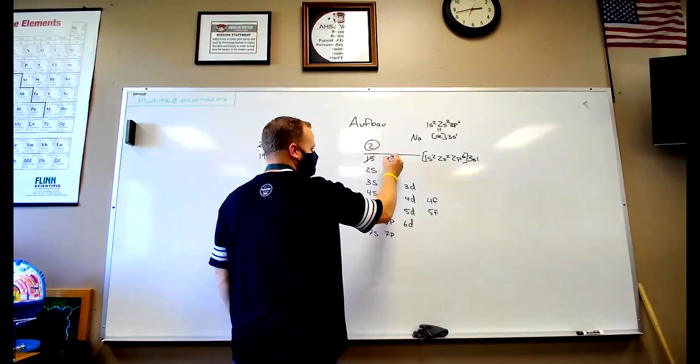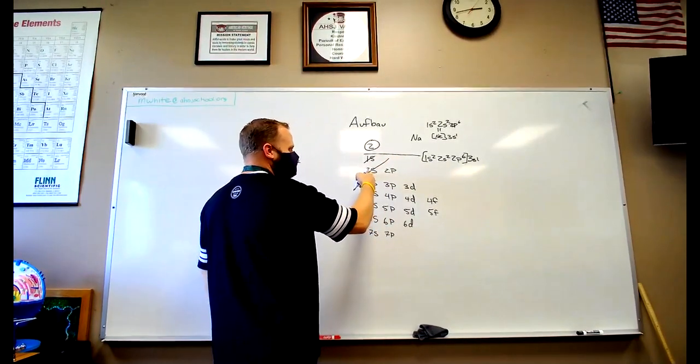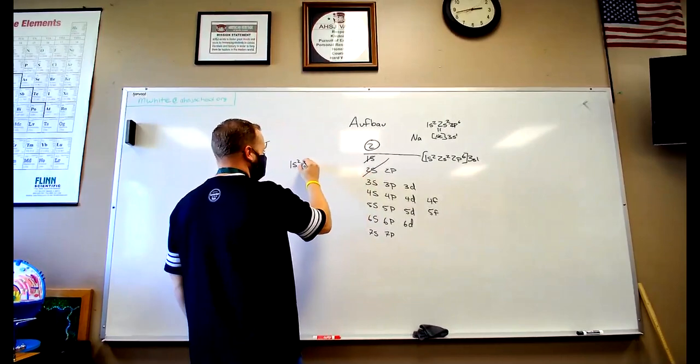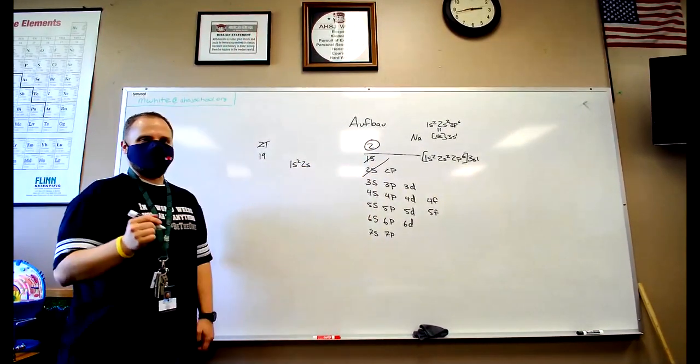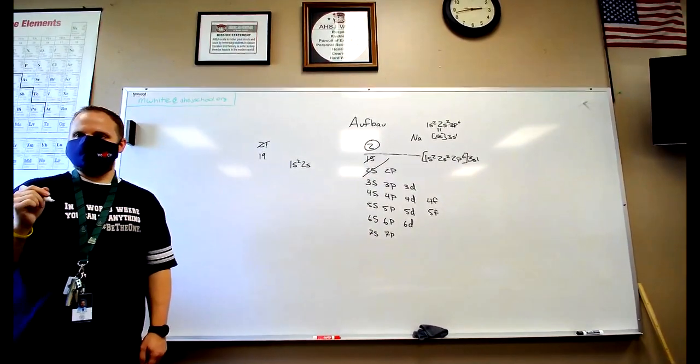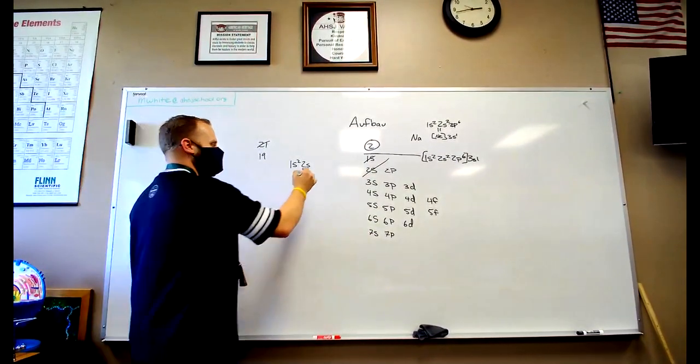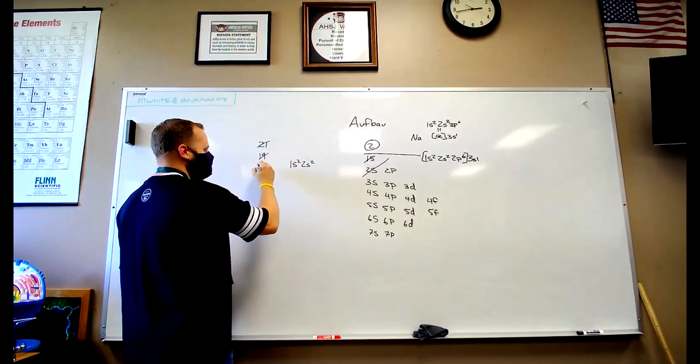Then we're going to make another diagonal. The next thing that our line hits is 2s. So that's our next one. Once again, how many electrons can we put in an s orbital? 2. We put another 2 there. We've used up 2 more. We're down to 17.